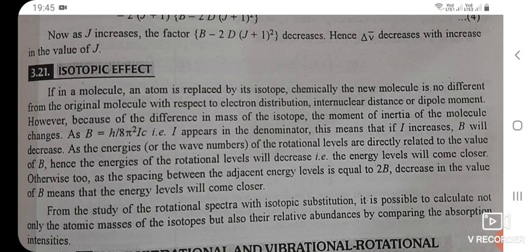From the study of the rotational spectra with isotopic substitution, it is possible to calculate not only the atomic masses of the isotopes but also their relative abundances by comparing the absorption intensities.